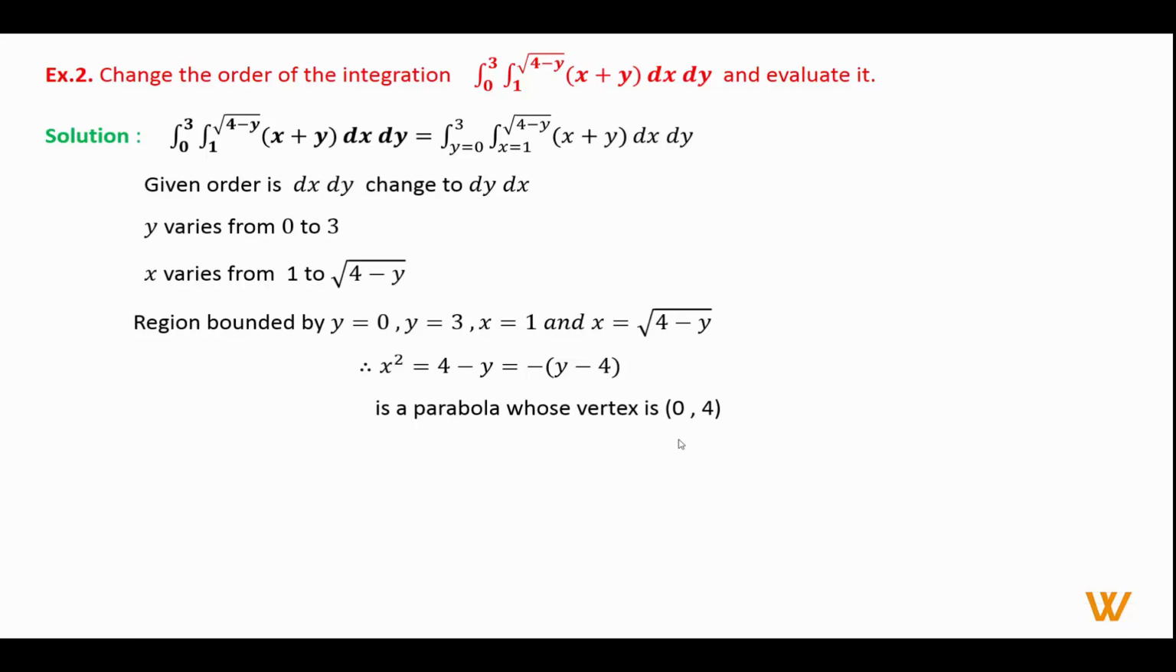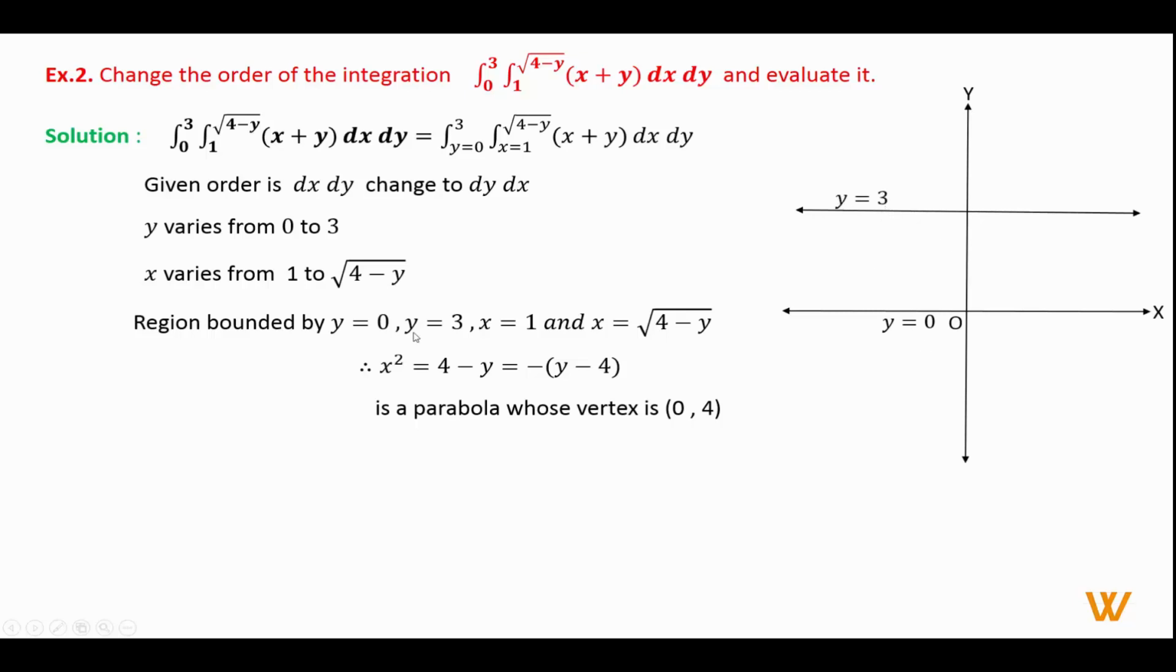Therefore draw the diagram: x-axis, y-axis, this point is the origin. This line is the x-axis whose equation is y equal to 0, this line is the y-axis whose equation is x equal to 0. Now draw the lines y is 0 and y is 3. This line is y equal to 0. Now the line y equal to 3 is parallel to the x-axis. Now x is 1, a line parallel to the y-axis, this line is x equal to 1.